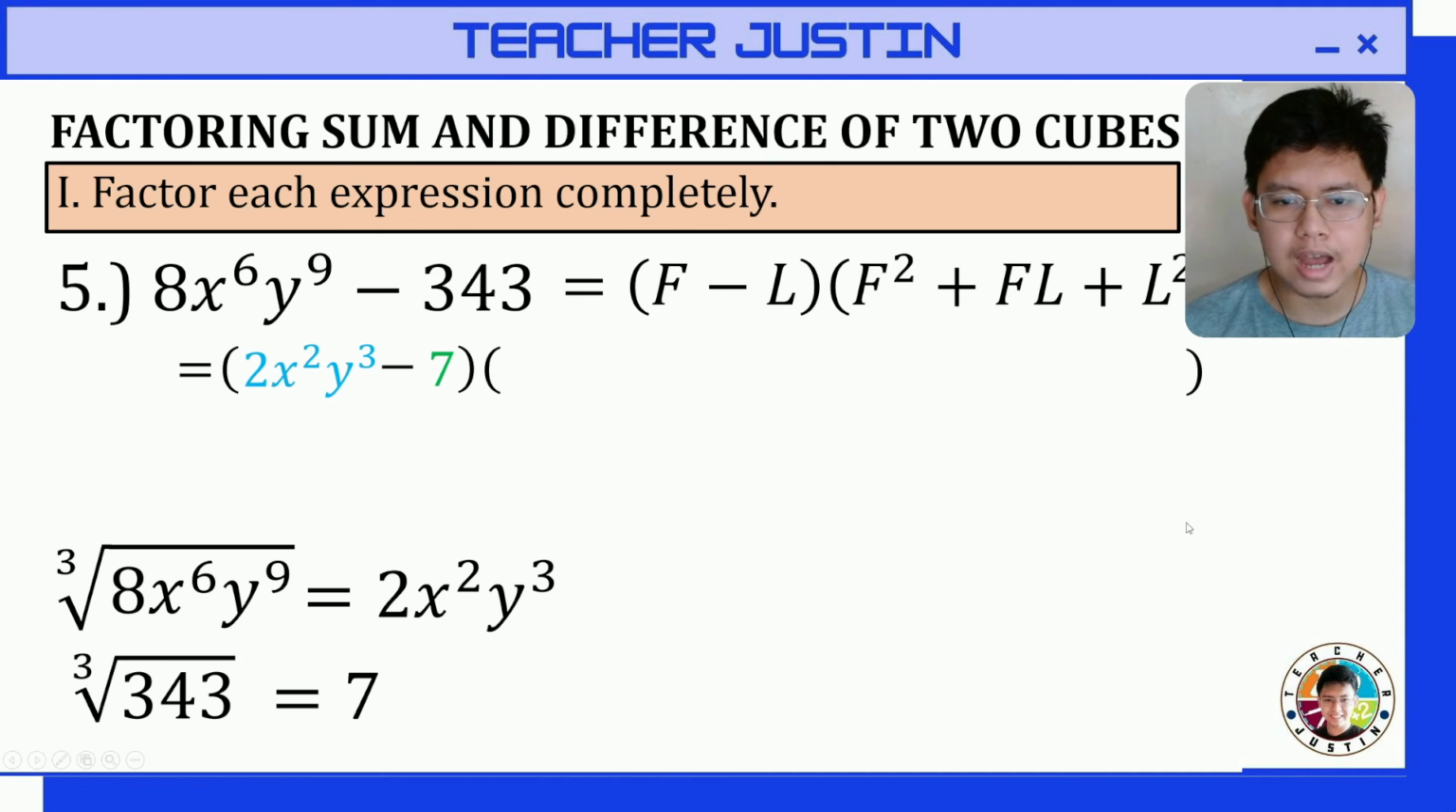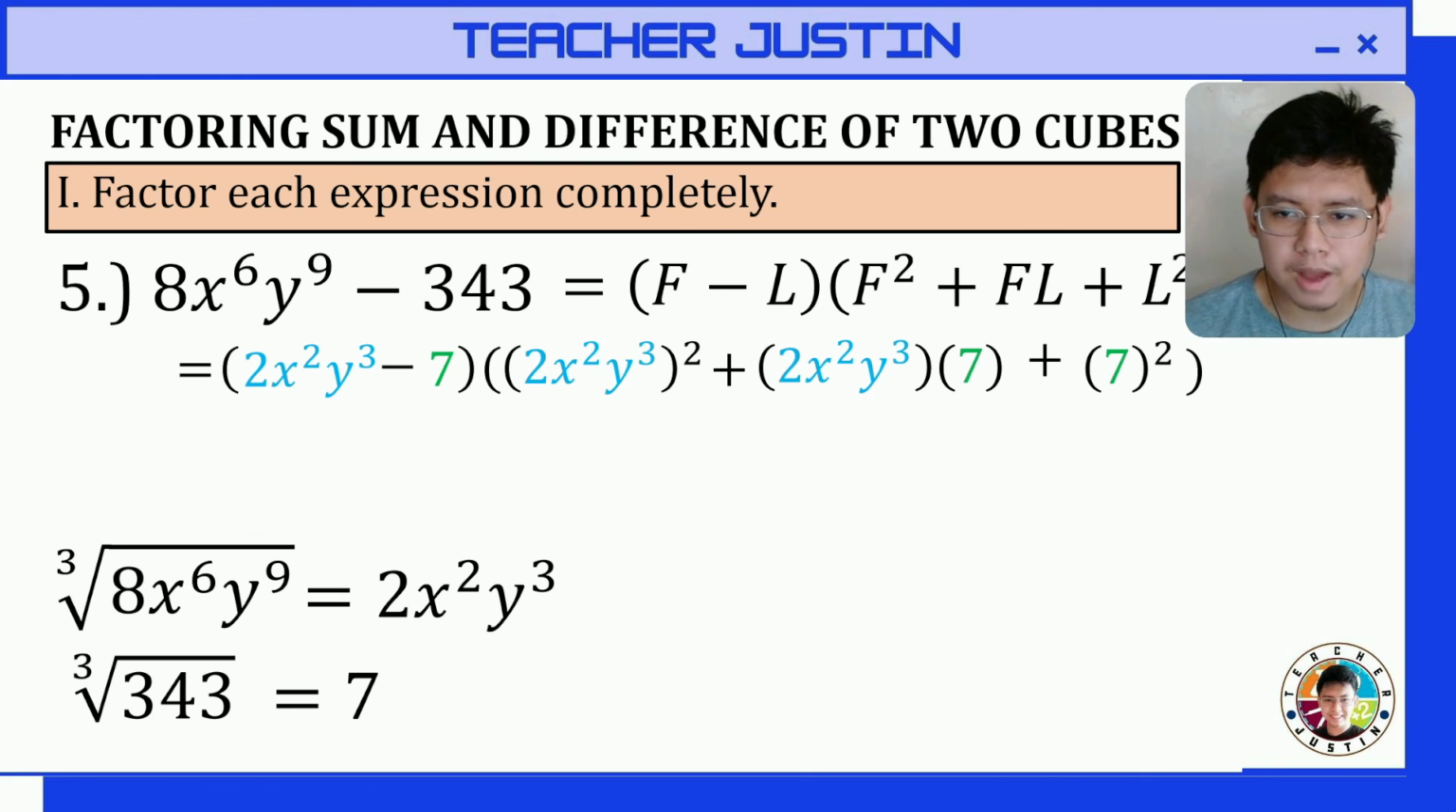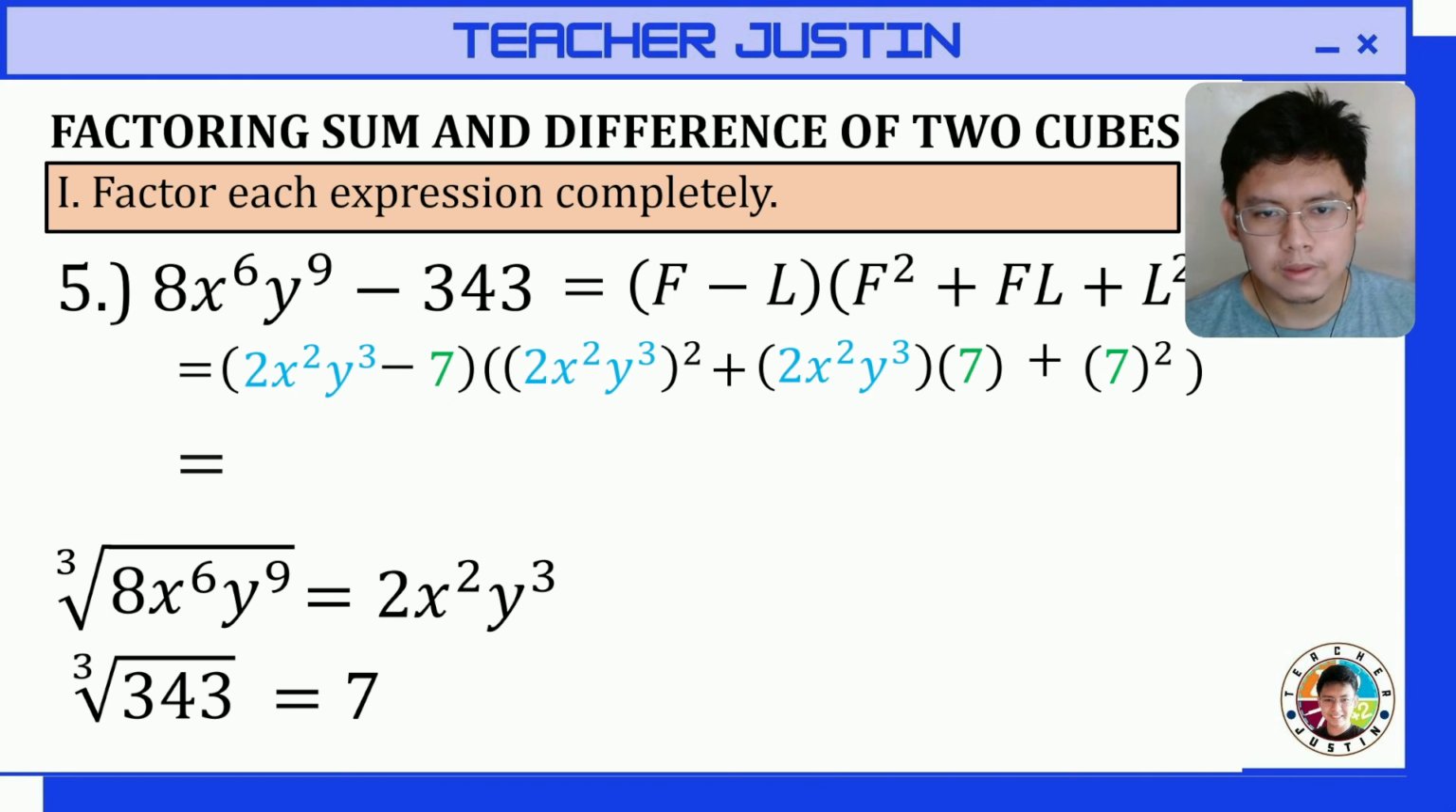Now, alam na natin yung value ng ating first and last term. Now, we will follow the pattern of our second group. So, f squared will be the square of 2x squared y raised to 3. Then, plus, tapos f times L. So, multiply lang natin si 2x squared y raised to 3 and si 7. Tapos, plus L squared. So, substitute natin si 7. So, that will give us 7 squared. Now, let's simplify this.